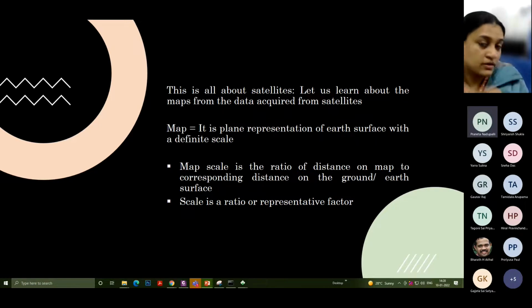Okay, so now we will be talking about maps. After the data is acquired from the satellite, how are maps developed? What is a map? A map is a plane that represents the Earth's surface and it has a definite scale. So how do we assign scale to the map? Map scale is the ratio of distance on the ground to the corresponding distance on the map. Scale is also called a representative factor.